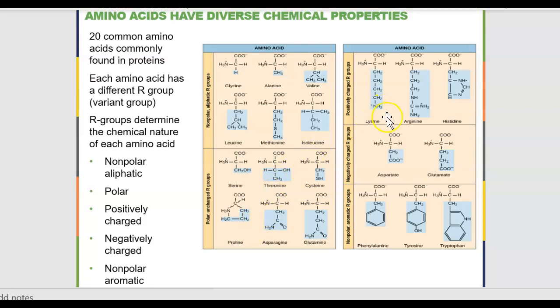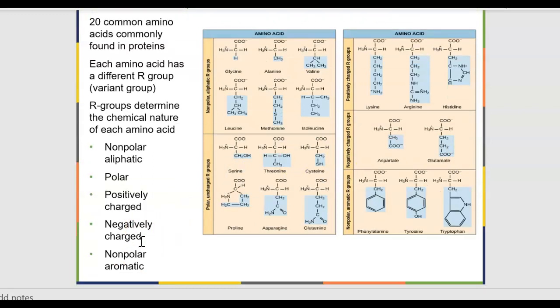And then there are some which do have a charge on them somewhere. These three here have positive charges. These two here have negative charges. You can see that right there. And that's it. So these are all the 20 different types of amino acids.